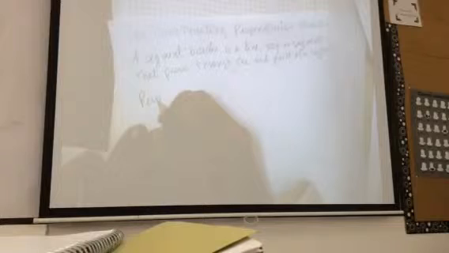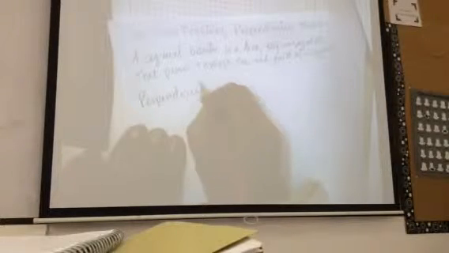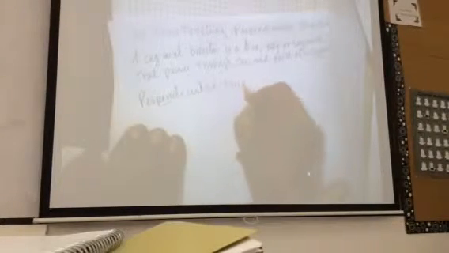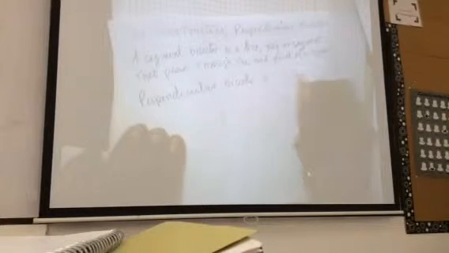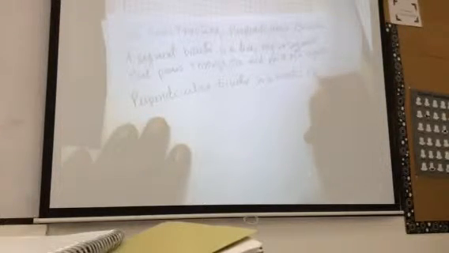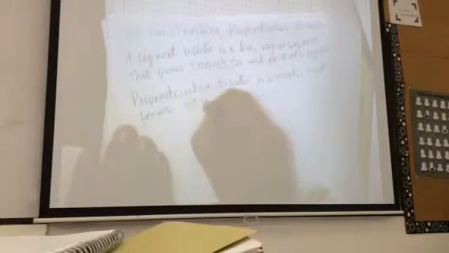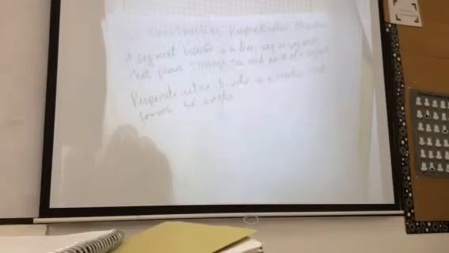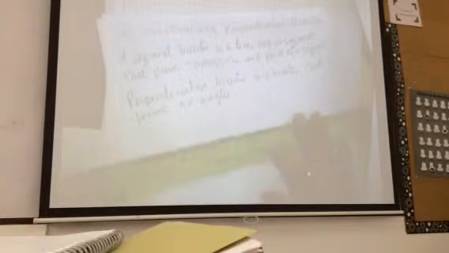Now, perpendicular bisector is, what do you think it is? A line that bisects perpendicularly. Yeah. A perpendicular bisector is a bisector that forms 90 degree angles.